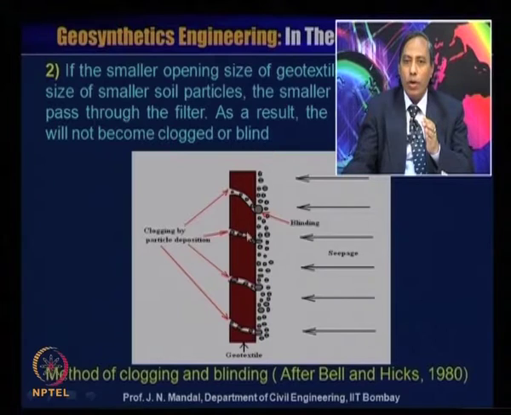So this is the method of clogging and blinding, because here the opening size of the geotextile is larger than the size of the smaller soil particle. So the smaller particle can freely pass through the filter. As a result, the geotextile pores will not become clogged or blinded. So this is the method of clogging and blinding given by Bell and Hicks, 1980.